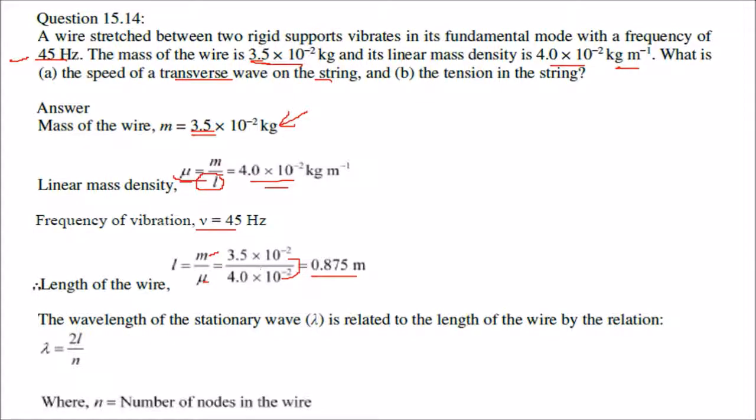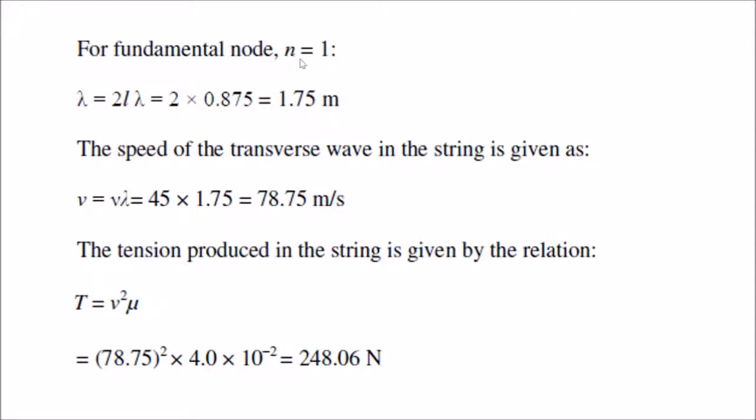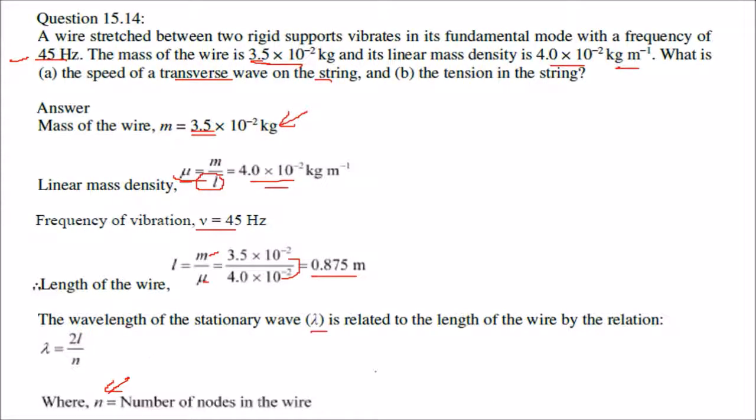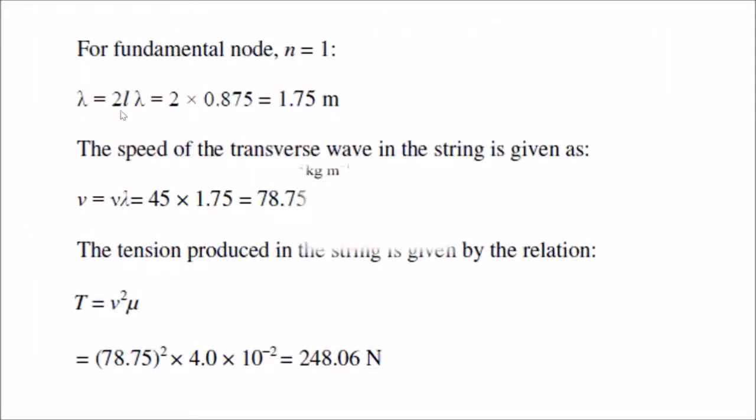In this case, the wavelength of the stationary wave, lambda, is related to the length of the wire by what relation? In this particular case, we have lambda equal to 2L by N. What is N here? This is the number of nodes in the wire. So for the fundamental mode, we have to put N equal to 1. When we put N equal to 1, you get lambda equal to 2L. Easily you can find out lambda because L is known to us. We just found 2 into 0.875, which is 1.75 meter.